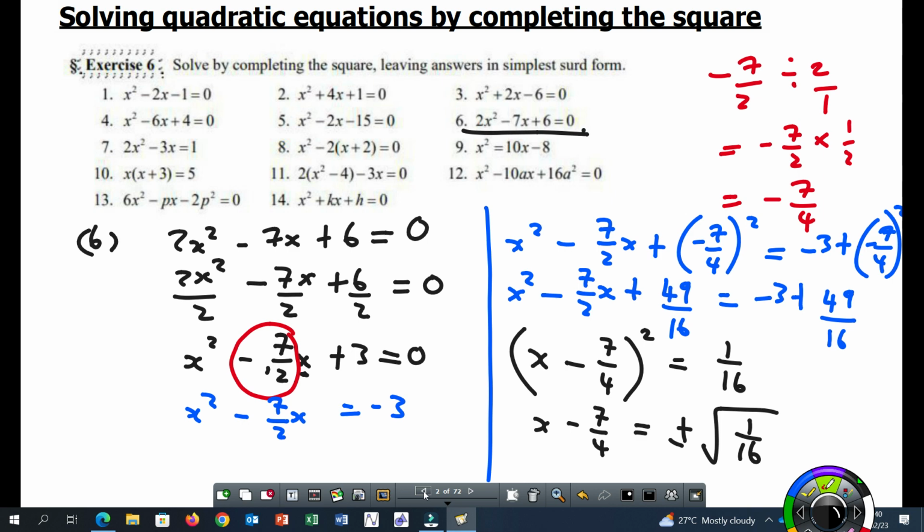Well, what this means is this trinomial can be factorized. You can solve this quadratic equation by factorization as well, because our answers are rational. The values of x are rational.